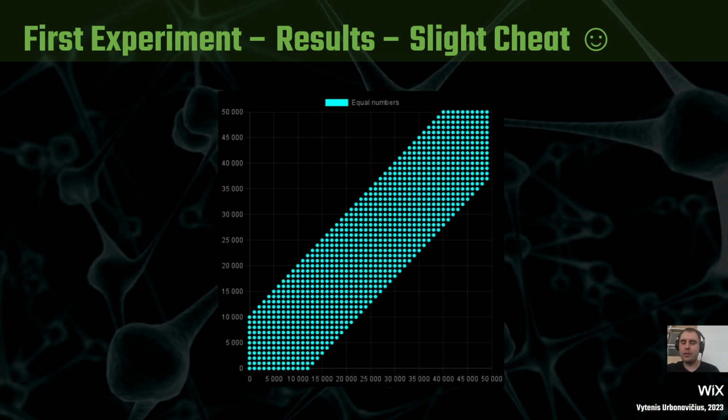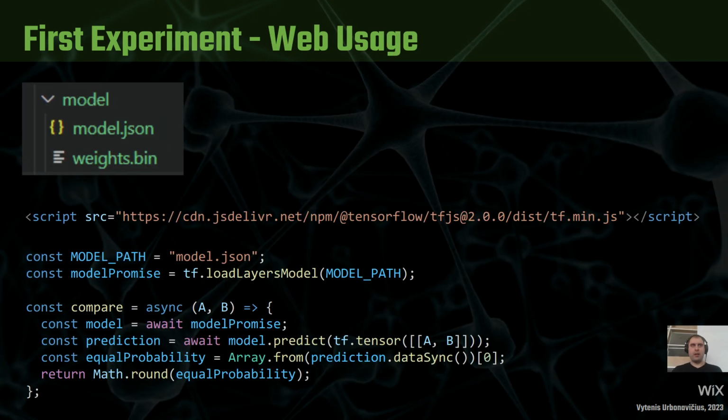Instead, I decided to just multiply my inputs by a certain number to avoid this variance, and then pass it to the neural network to decide whether numbers are equal or not. And this is how I overcame this problem, and I just wanted to concentrate then on trying to deploy this on the website. And deployment is pretty straightforward.